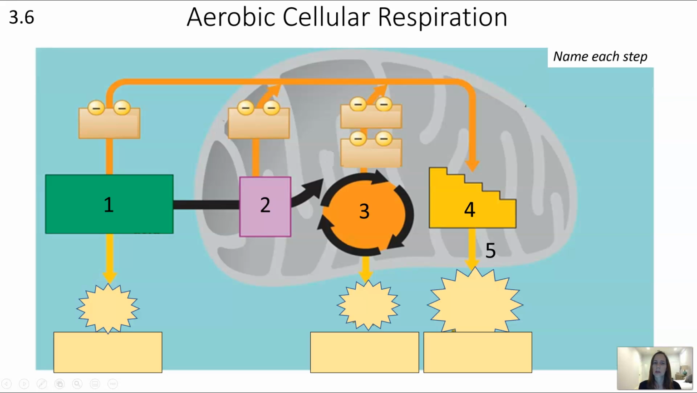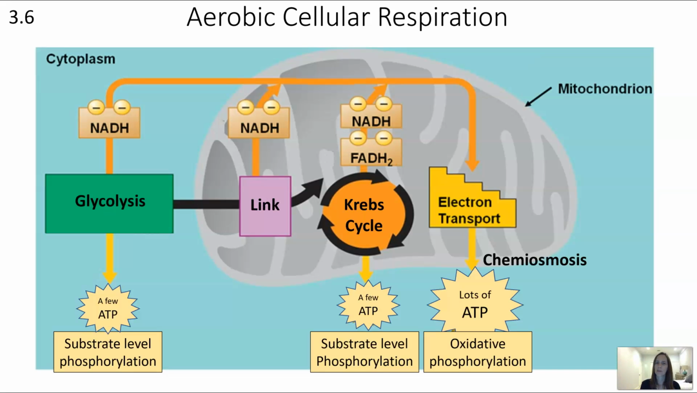So let's begin our deep dive into the process of aerobic cellular respiration. To start, let's see how much you already know. I want you to see if you can name any of the 5 steps shown here. The 5 major steps of aerobic cellular respiration are glycolysis, link, Krebs cycle, electron transport chain, and chemiosmosis. Glycolysis occurs in the cytoplasm of the cell, and the other reactions occur within the mitochondria.